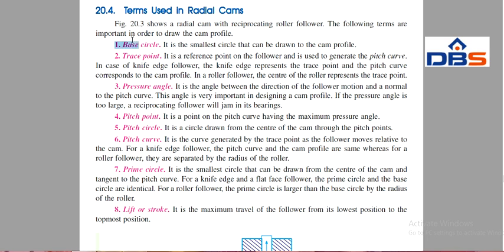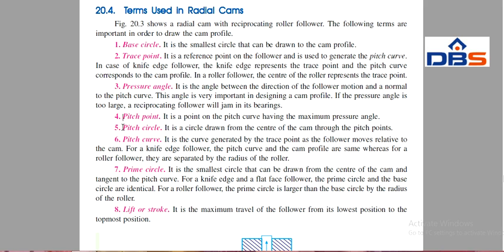The first one is base circle. It is the smallest circle that is drawn to the cam profile, and the tracing point is a reference to the follower and it is used to provide the pitch circle curve. Pressure angle: the angle between the direction of the follower motion and the normal to the pitch curve. Pitch point: it is the point on the pitch curve having the maximum pressure angle.